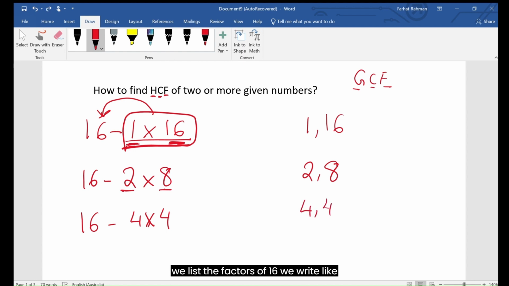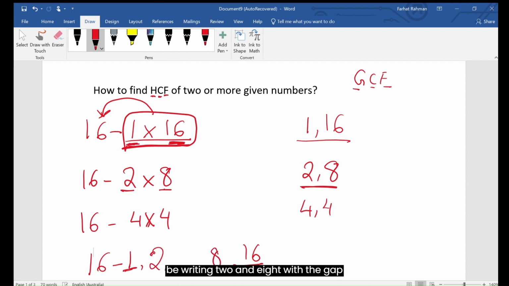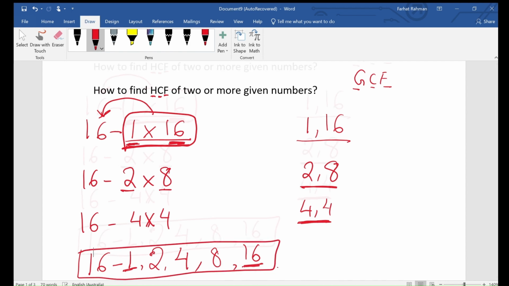When we list the factors of 16, we write 1 and 16 with a gap in between, so that I can write all the rest of the factors in order from smallest to largest. So I'm done with the first pair, 1 and 16, the smallest and the largest here. Then we go to the second factor pair, which is 2 and 8. So I will be writing 2 and 8 with a gap again. Then we move on to the third factor pair. No point in writing 4 twice, so I will be writing 4 once only in the center, and done. This is how we list all the factors of 16.